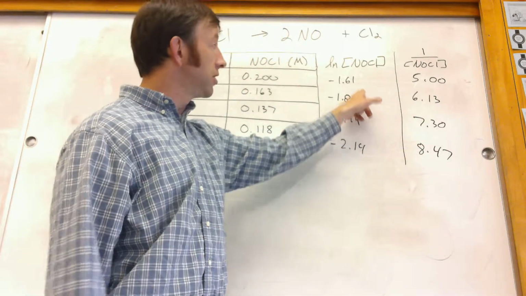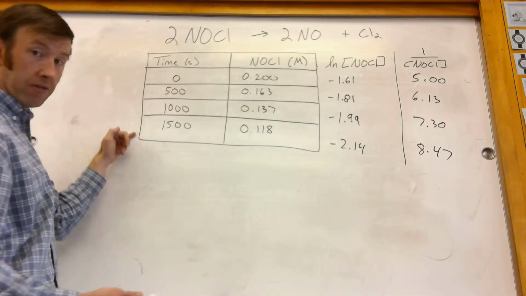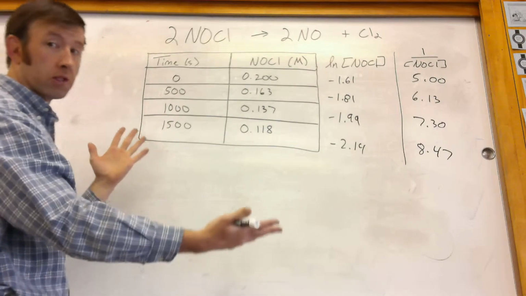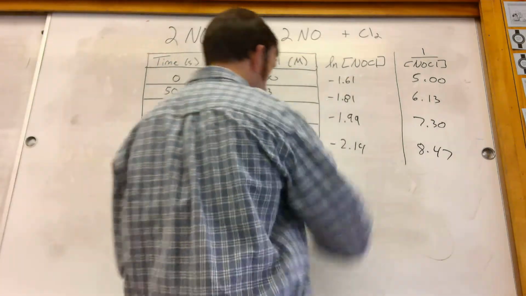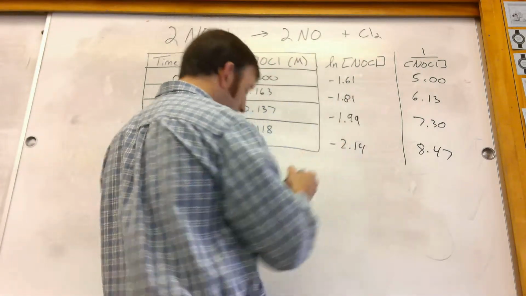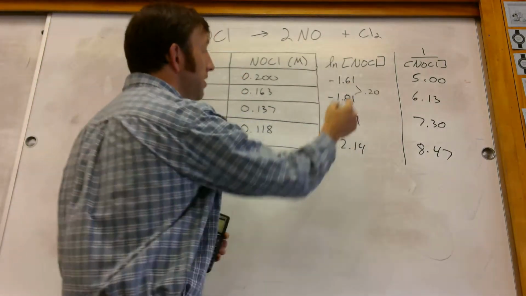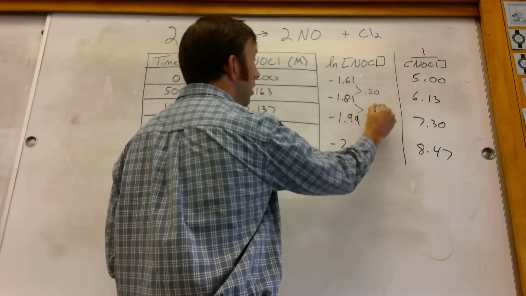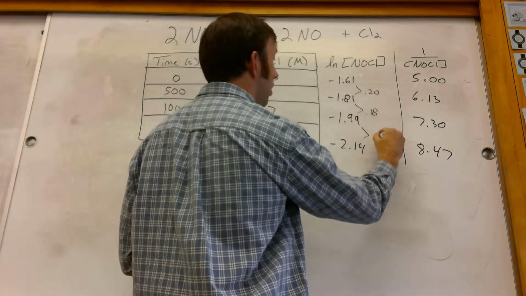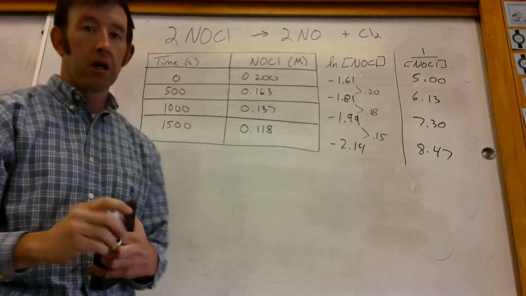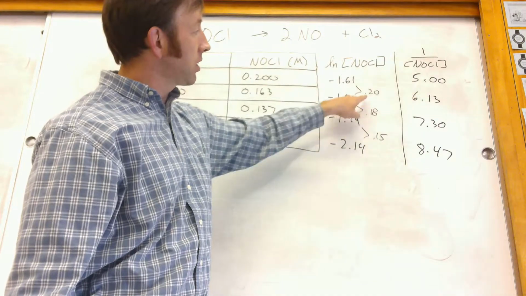If the differences between these numbers end up being different, it won't be a straight line, because this is an even interval here and uneven there. So we just do a quick difference check. My difference between 1.61 and 1.81 is 0.20. My difference between here and here is 0.18, and my difference between those two numbers is 0.15. So I'm seeing a fairly significant difference. Not a super big change, but it is a difference.